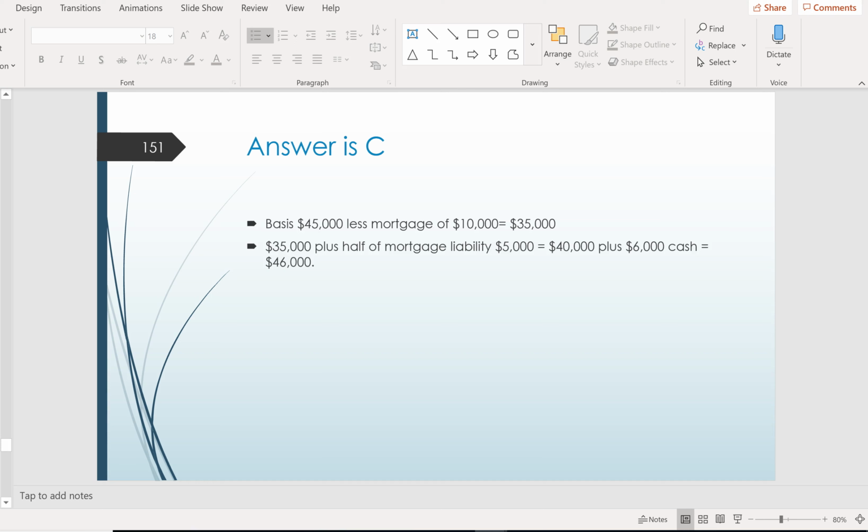So start with the basis of the property, subtract the full amount of the mortgage because he's getting debt relief, and that brings you down to 35. But he's responsible for half of that mortgage as a partner, so add back half of the mortgage. Now you're up to 40, and then don't forget to add the cash because he's putting in cash. That means he's got more at risk, and that's where your basis comes from. So the answer is 46,000.